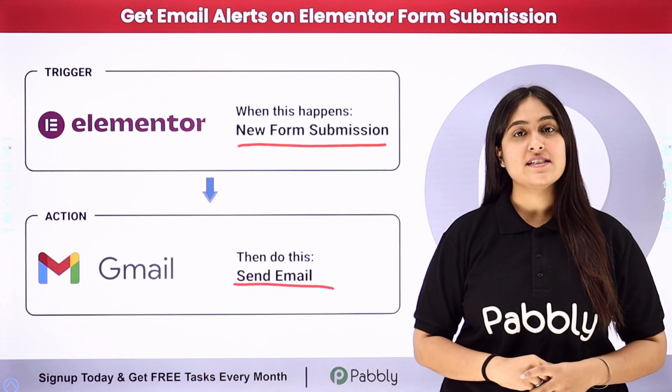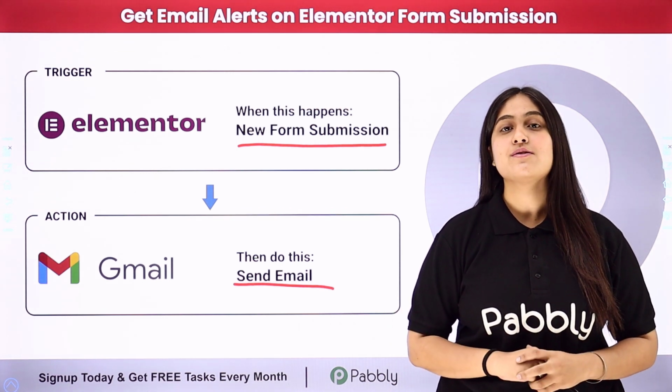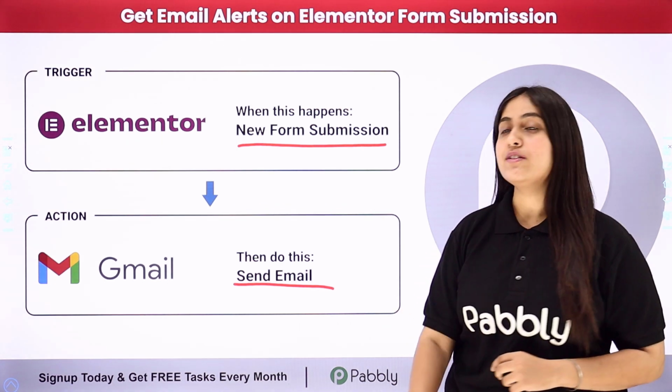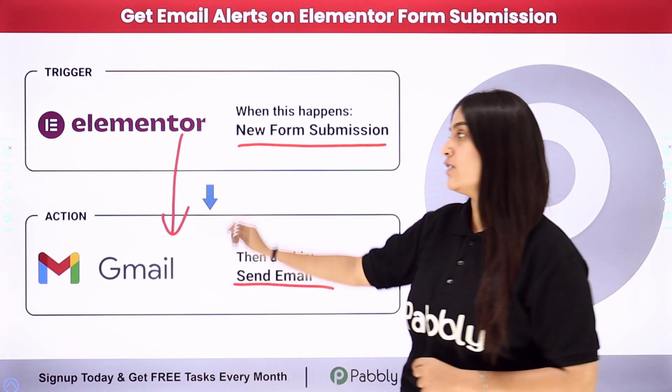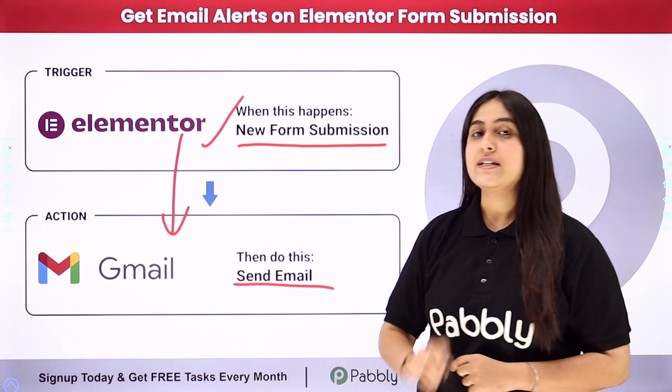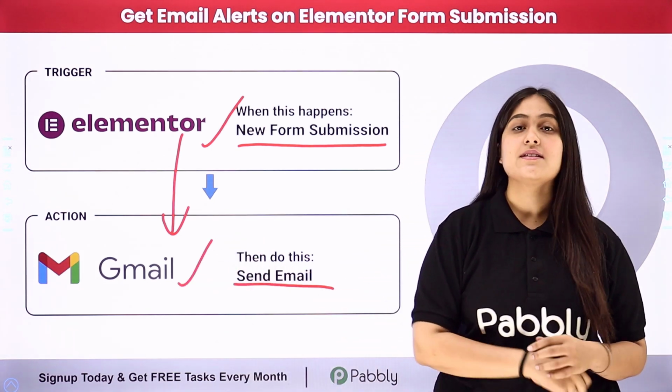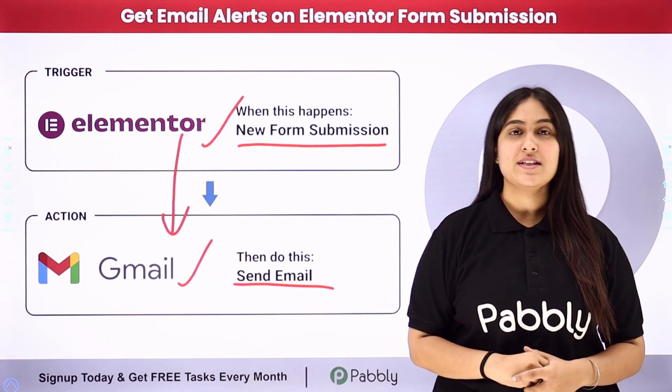So to automate this entire process, we are going to use an automation software named Pabbly Connect, in which we need to connect a trigger and an action. So in this process, our trigger application will be Elementor and our action application will be Gmail. So to learn this process step by step, let me take you to my screen.